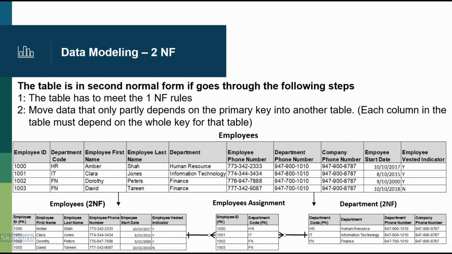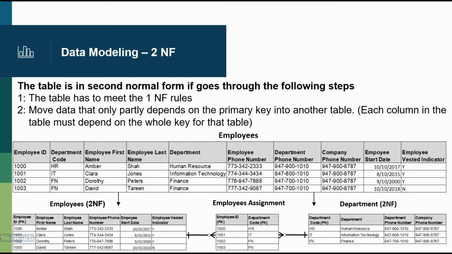The most important question you want to ask when you're transforming your table from the first normal form to the second is to make sure that all non-key columns are functionally dependent on the entire primary key. So what are the non-key columns? Employee last name, employee first name, department, employee phone number, department phone number, company phone number, employee start date, and employee vested indicator. These are all non-key columns. So the rule says that they need to be functionally dependent on the entire primary key.